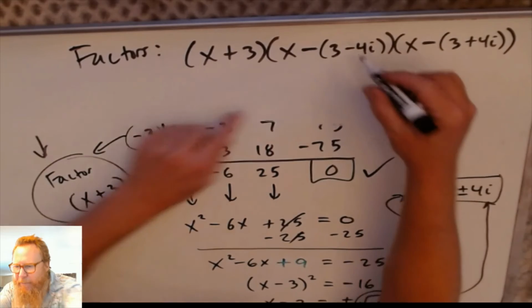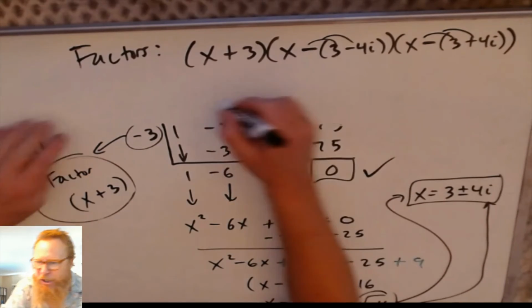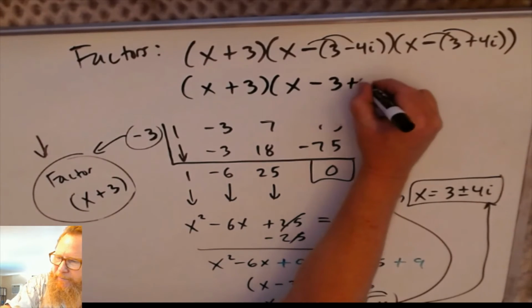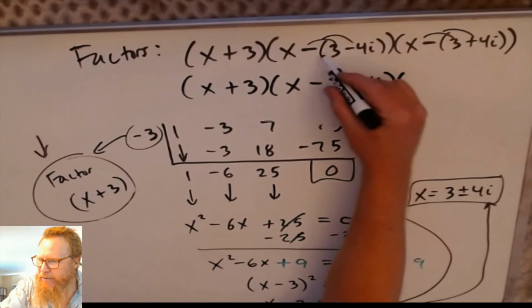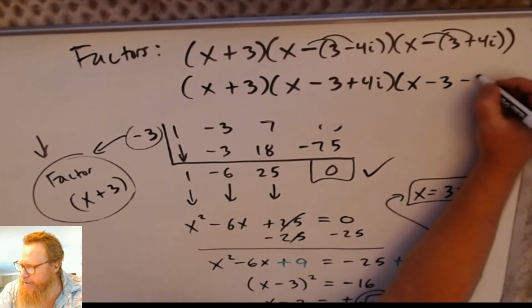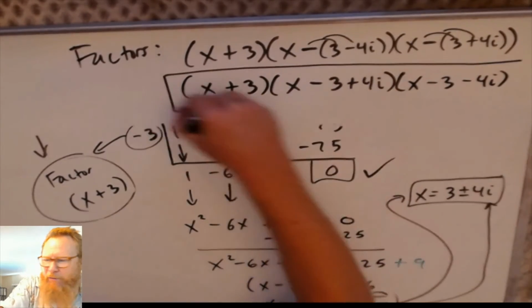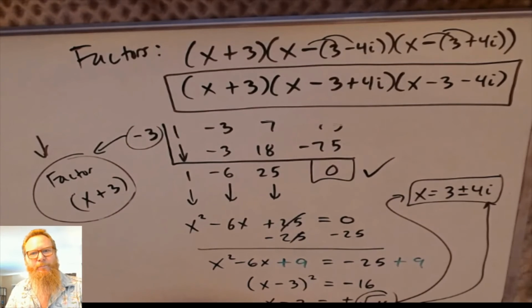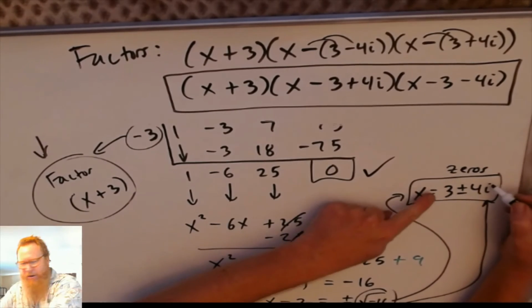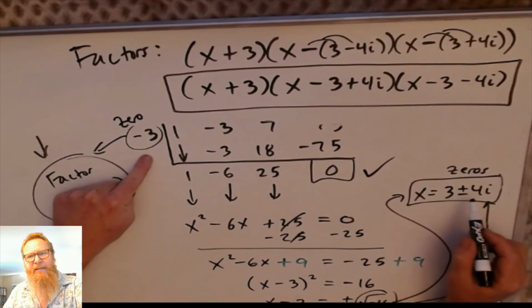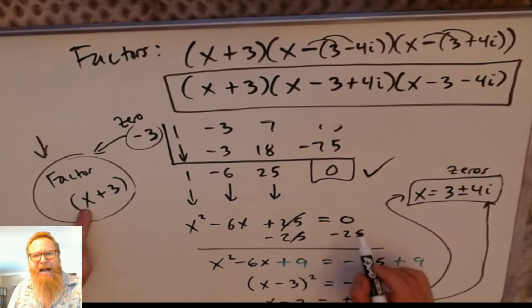Now, once you simplify, some of them might change. I do want you to simplify as much as possible. So this 4i changes to positive, and then this one changes to negative. Now, if you already calculated that mentally, then you could just jump right to here, and there's your answer. Okay. So again, these are zeros. Negative 3 and 3 plus or minus 4i are the zeros. Then the factors are up here.